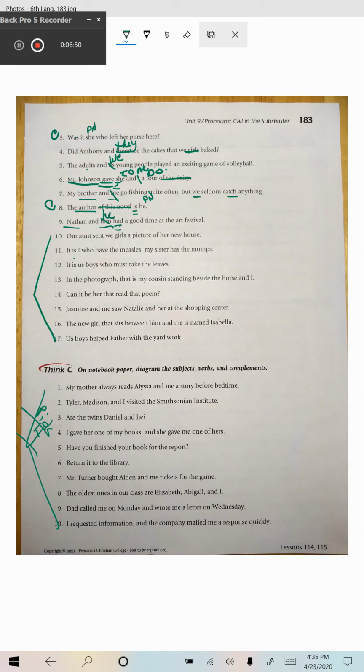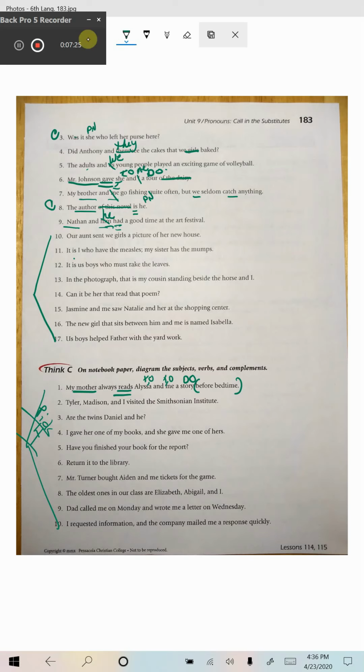My mother always reads Alyssa and me a story before bedtime. All right, let's find prepositional phrases: before bedtime. All right, who's the subject? Your mother. And she reads. What does she read? A story. Does it tell you who she reads the story to? Yes, Alyssa and me. Alyssa and me are both indirect objects. All right, so at this point, that's all you have to diagram.